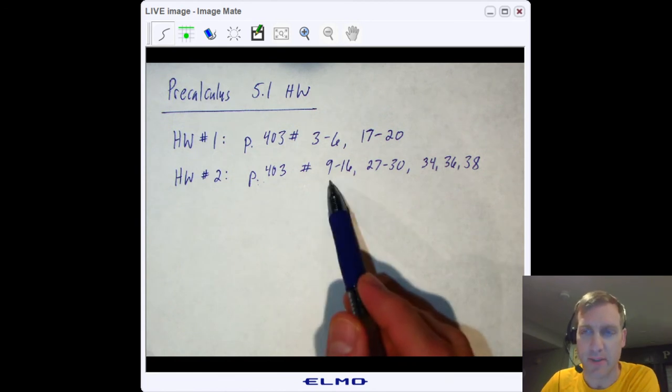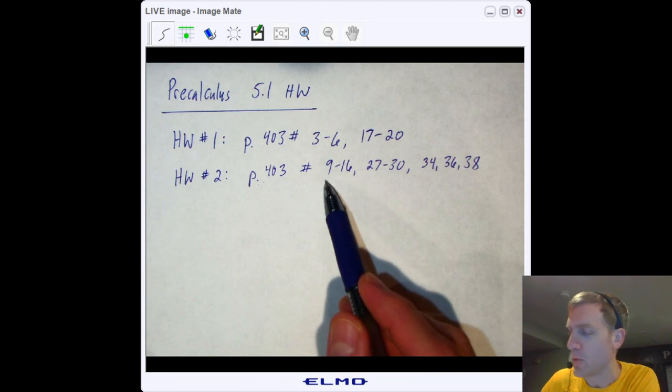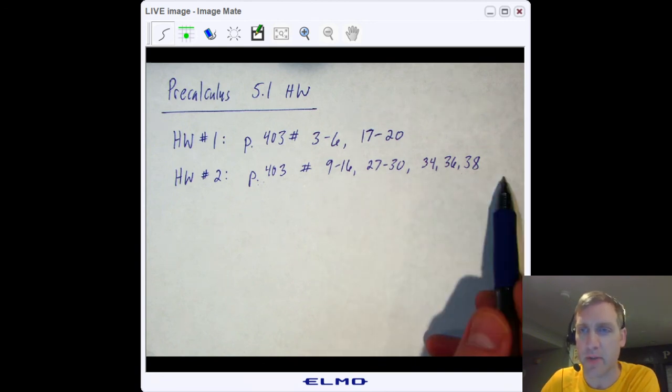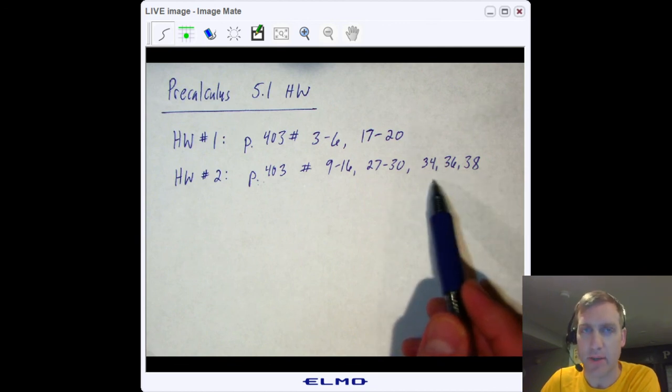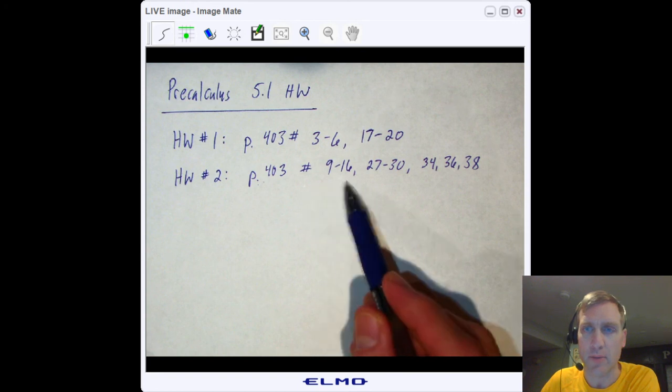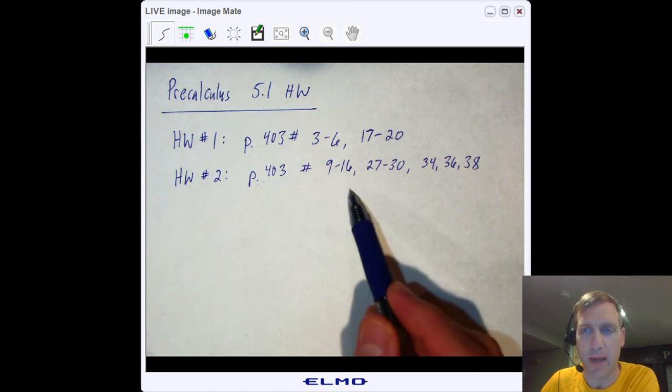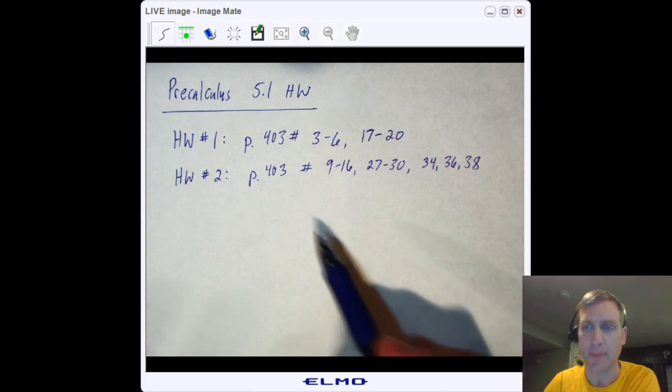So try 9 through 16 first, and you can check with me if you want on those before you go on to try 27 to 30, and then the last 3, 34, 36, 38, these are all like example 6. All these involve getting a common denominator first, okay? So try those out, and as I said, if you want to check the first section with me before you move on, you can do that, and then let me know if you have any questions, okay? Good luck to you.